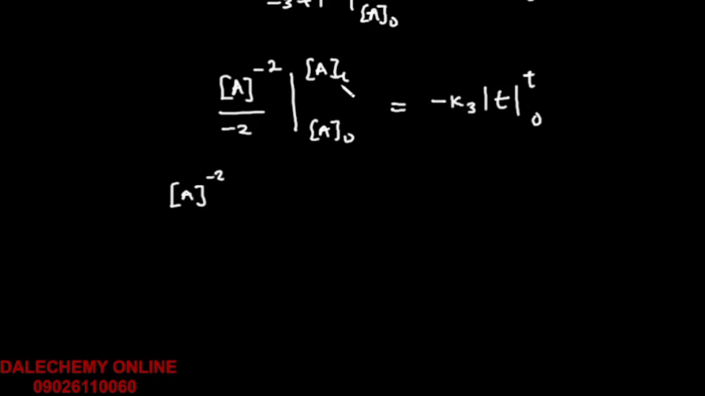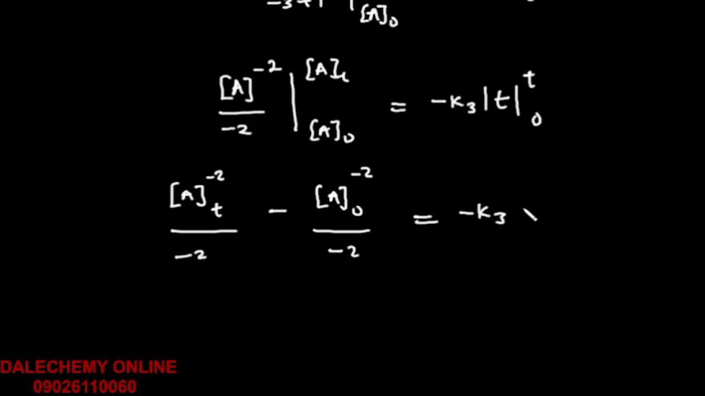Now the a at time t, you substitute it for this a that you got, then over minus 2, then minus the whole expression again when you substitute a naught for this a. So we're now going to have a naught, minus 2, then divided by minus 2 will be equal to minus k3. Then the same thing for this t. So you substitute t for it minus when you substitute 0 for it.